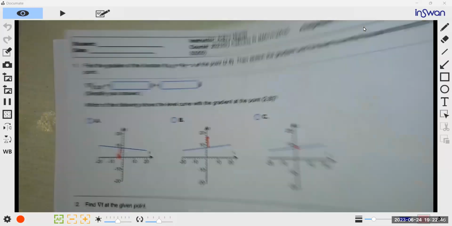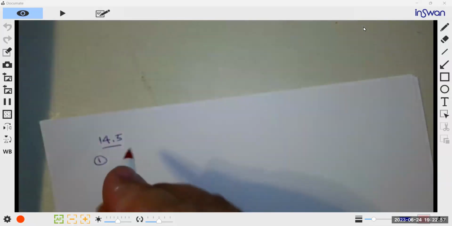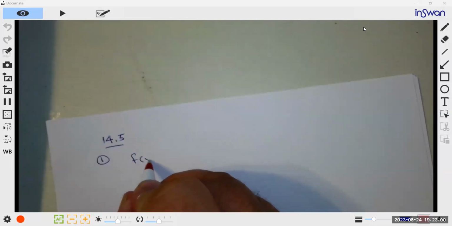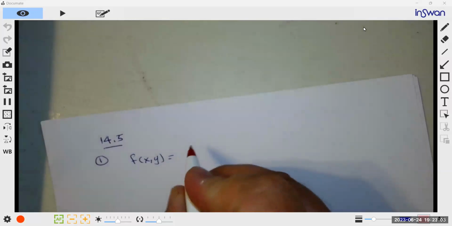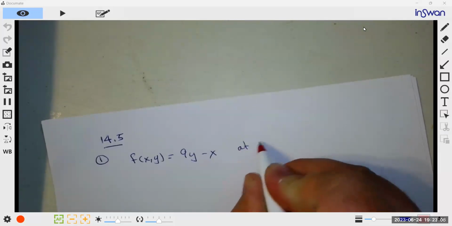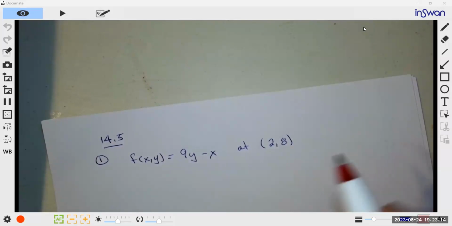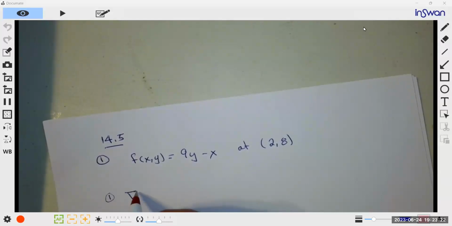All right, so let's look at what we have here. This is 14.5, question 1. So our function equals 9y minus x at the point 2, 8. So the first thing we have to find is del f at the point 2, 8.